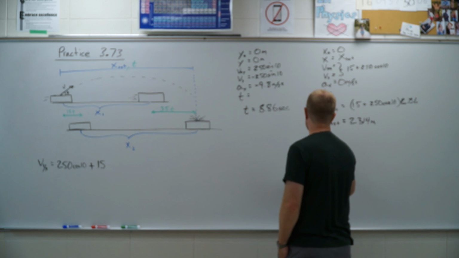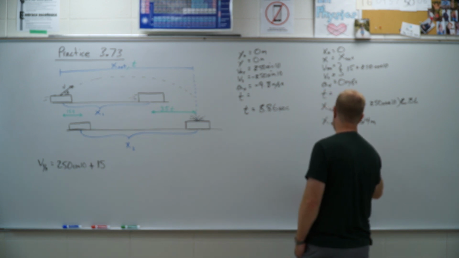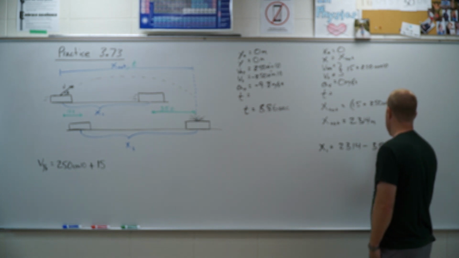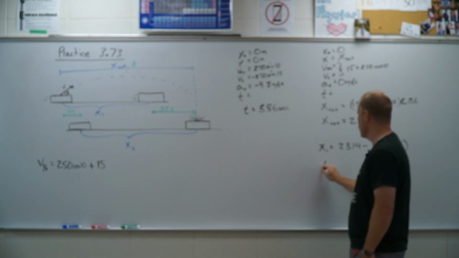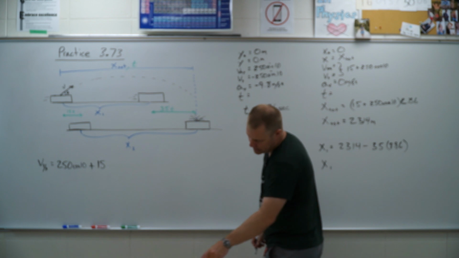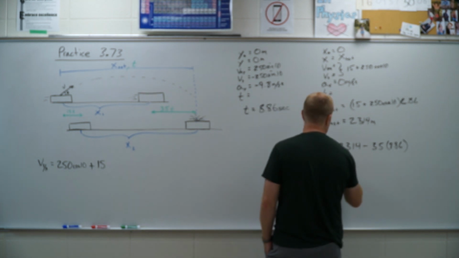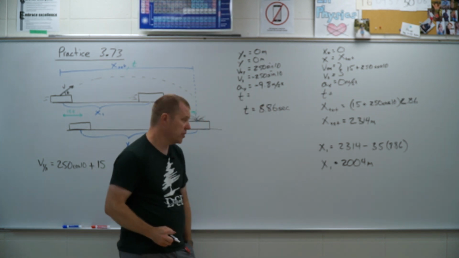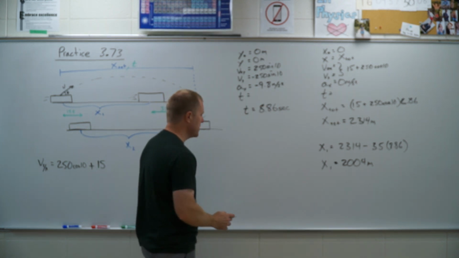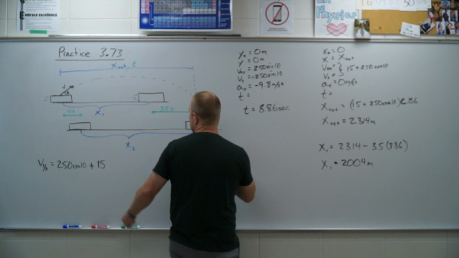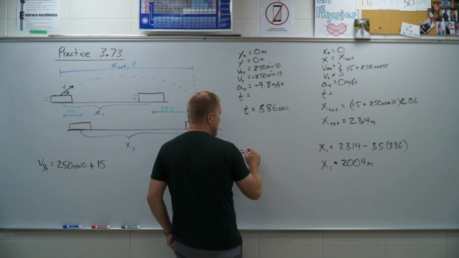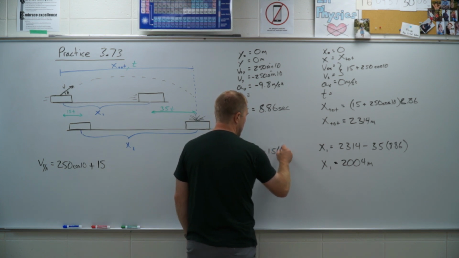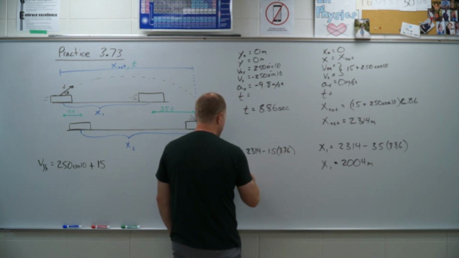To find my x1, I take my 2314 minus that 35t, which was 8.86 for my time. And so x1, the original distance, came out to be 2004 meters apart. So it fired with a 2 kilometer distance between them. That's pretty impressive. And then my x2 is going to be my x total minus that little 15t over there. So 2314 minus 15 times 8.86. That gave me an x2.